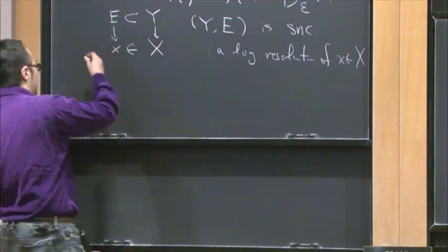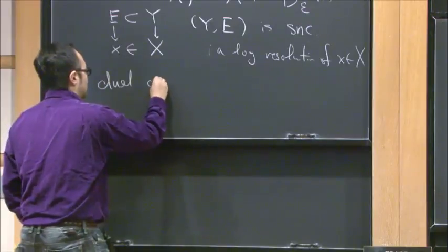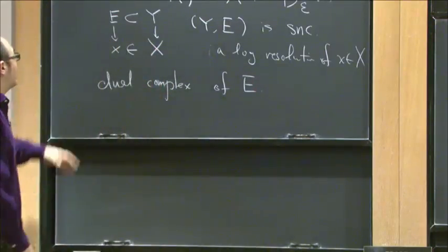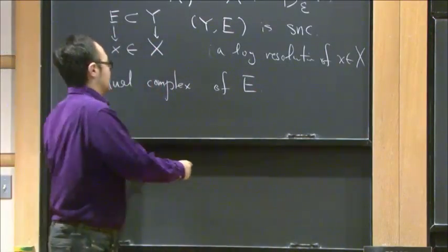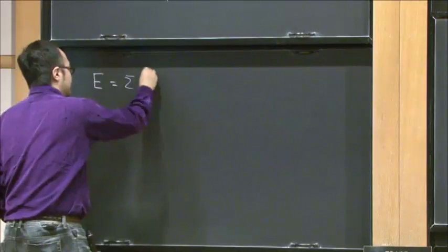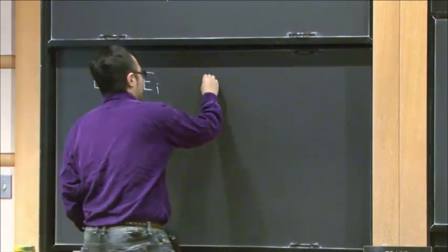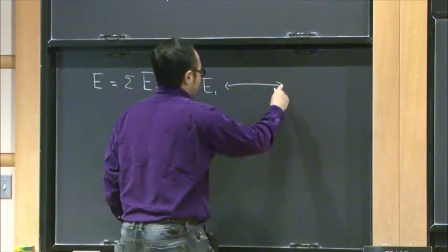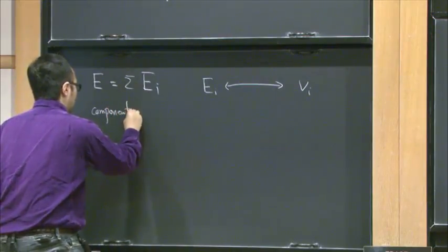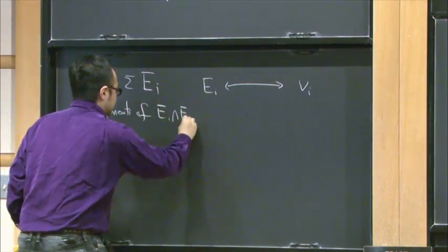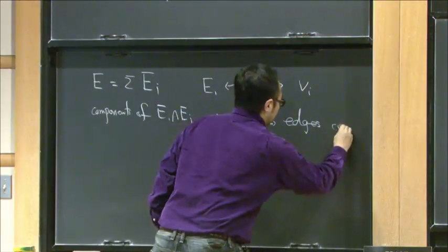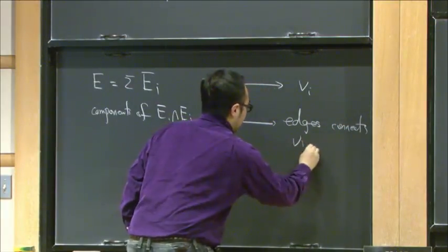But we can look at the dual complex. That's basically how we glue the different components of E together. By definition, E is the sum of E_i. For each E_i, we correspond a vertex v_i. For the components of E_i intersect E_j, we correspond the edges connecting v_i and v_j.